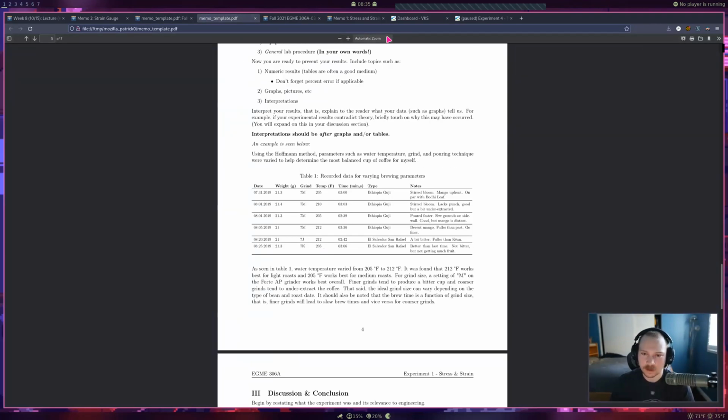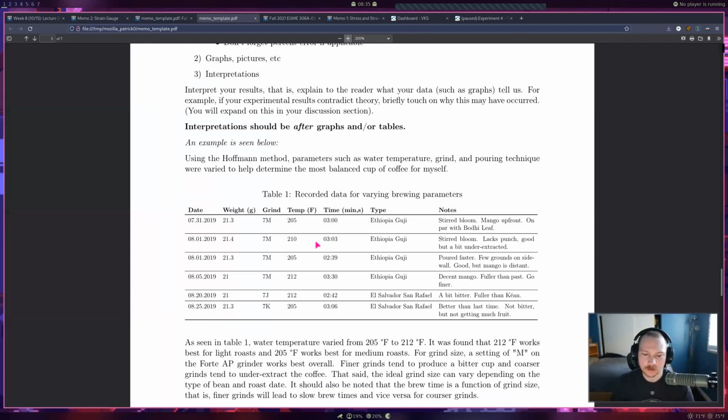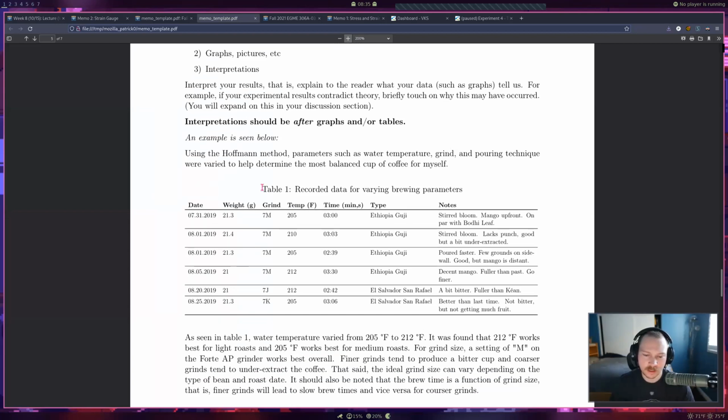Okay, so here we have a table, and again, same thing for a figure. If you have a table or a figure, you should have a numbered caption. So what I mean by that is like figure 1, figure 2, or table 1, etc. And then you have a caption. Okay, so make sure each figure and table is like that.